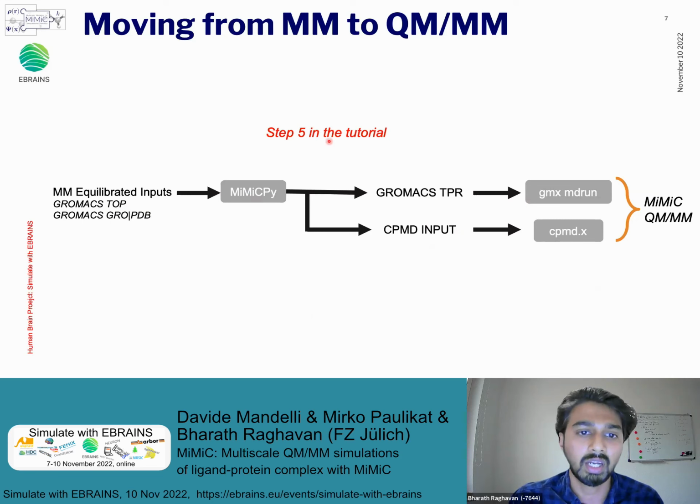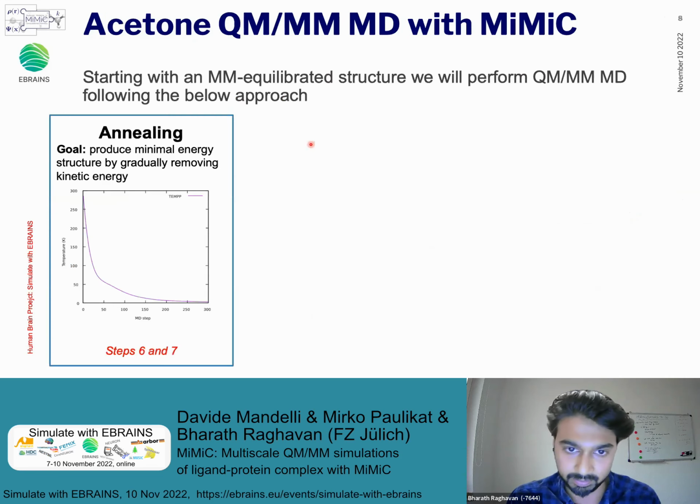So this is done as part of step 5 in the tutorial. Now, once you have the mimic inputs, we can actually start the mimic QMMM simulations. As a first step, you would have to perform annealing. Annealing is where you slowly remove the kinetic energy of the system and reduce it to almost 0 Kelvin. This is done as part of steps 6 and 7 of the tutorial.